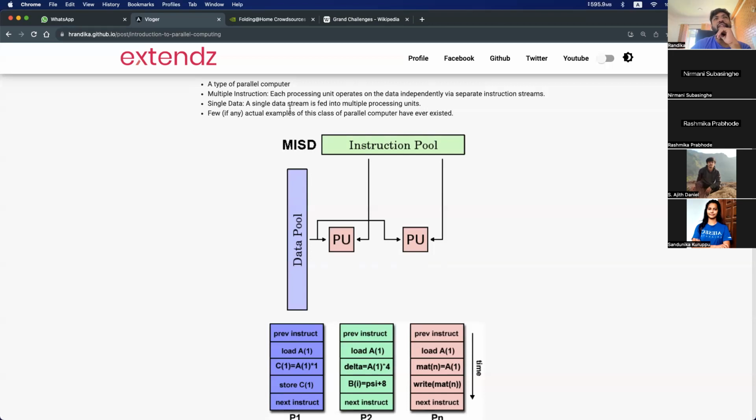Few, if any, actual examples of these parallel computers have ever existed. That means this is not a use case that you will see each and every day. Okay, these kinds of instruction are very rare, or you can't even find examples of this. It's like an extinct model, but still the concept is there. I mean, how it should operate theoretically, but in practice, you won't find anything that is in use for MISD.